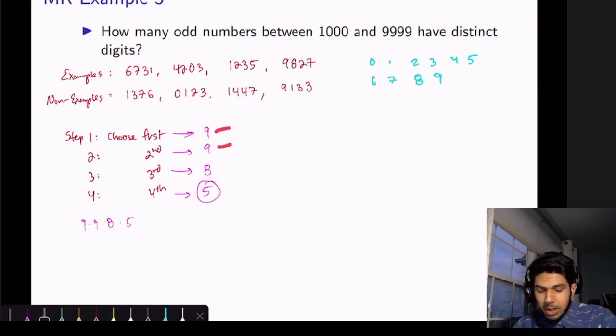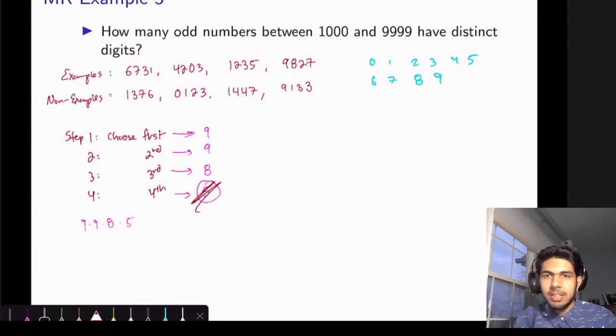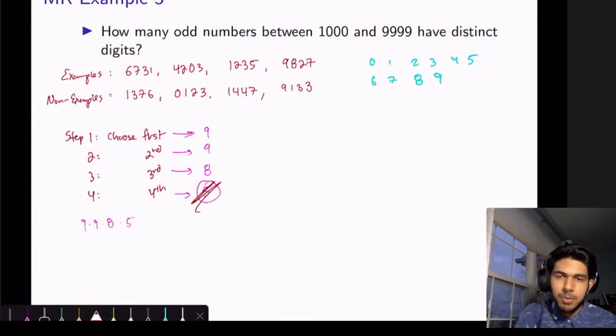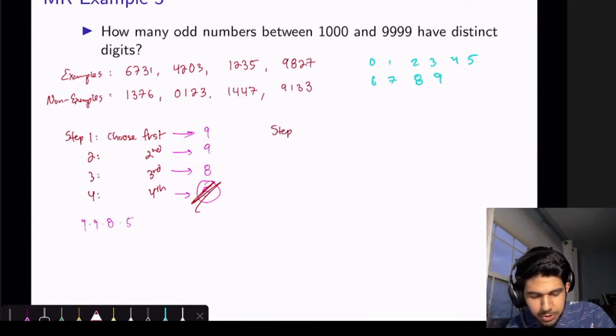And if these two were odd and this one was even, then here we would have 3 choices. So this 5 isn't constant, so we can't use the multiplication rule here. We can't assign this to be 5, so we cross that out. Okay, so now what do we do? Well, we can be a little bit flexible about how we do our steps. So what if we do something a little bit different?